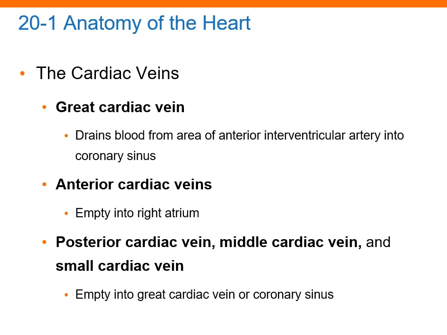In terms of the cardiac veins, so we talked about the coronary arteries. The cardiac veins are your coronary veins, basically. It's the small veins on the heart and within the muscle of the heart. The great cardiac vein drains blood from the area of the anterior interventricular artery into the coronary sinus. The anterior cardiac veins empty into the right atrium. The posterior cardiac vein, middle cardiac vein, and small cardiac vein empty into the great cardiac vein or coronary sinus.